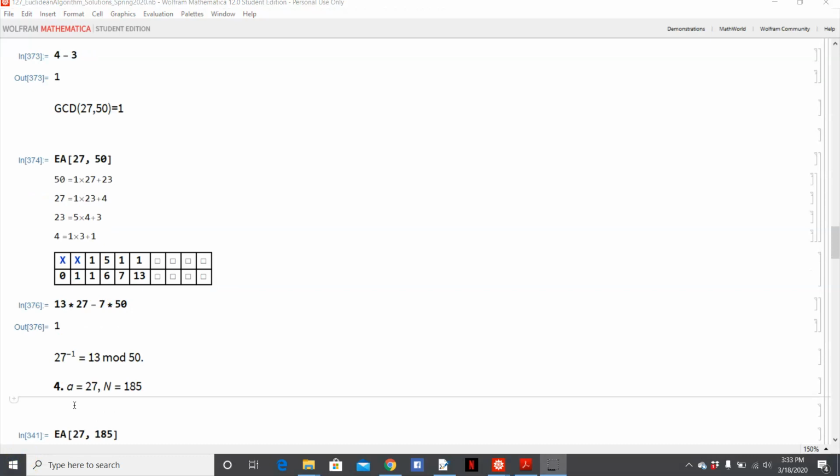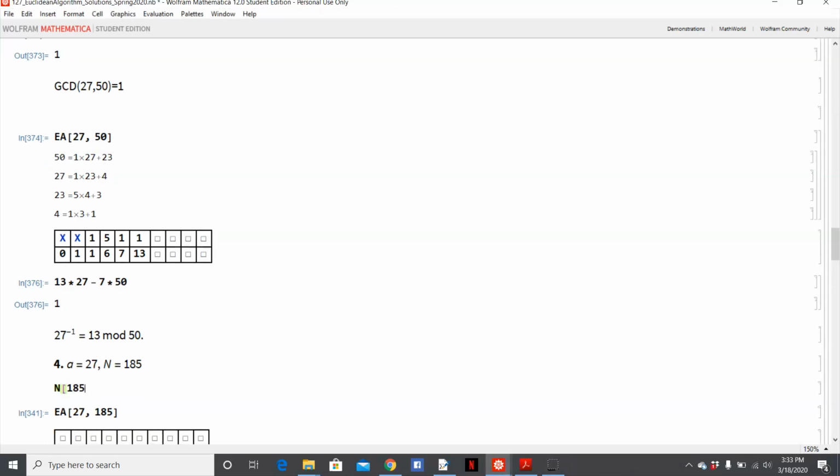So what we are seeing is that 27 inverse is 13 mod 50. All right, well, let's continue. Now we're going to do 27 and 185. By now, hopefully the procedure is looking familiar.